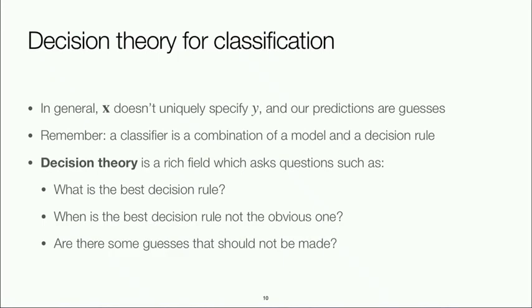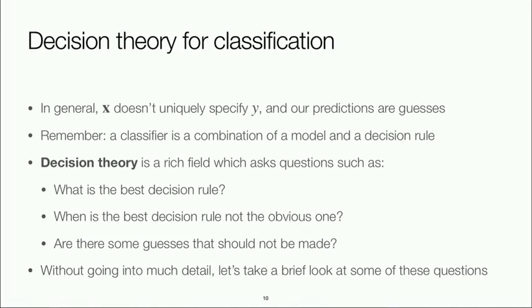And another question that we can ask from the perspective of decision theory is, are there some guesses which maybe we should not make? Is it ever the case that we actually want to abstain from trying to make a prediction? And what types of situations are those? So without going into too much detail, because we only have 5 minutes left anyway, let's take a brief look at some of these questions.